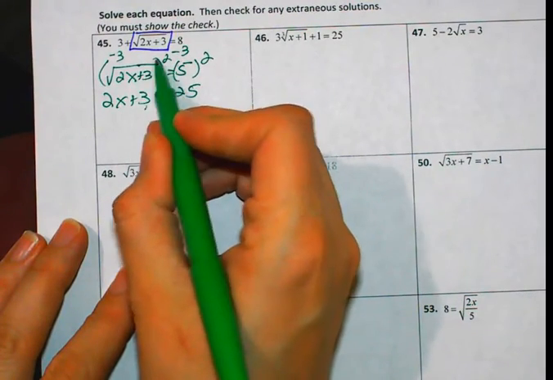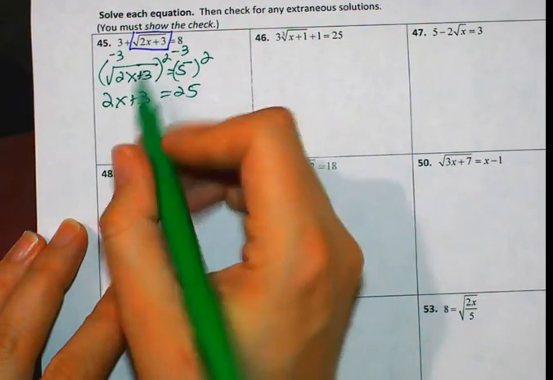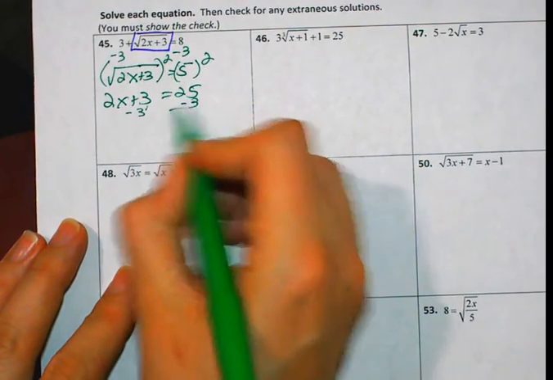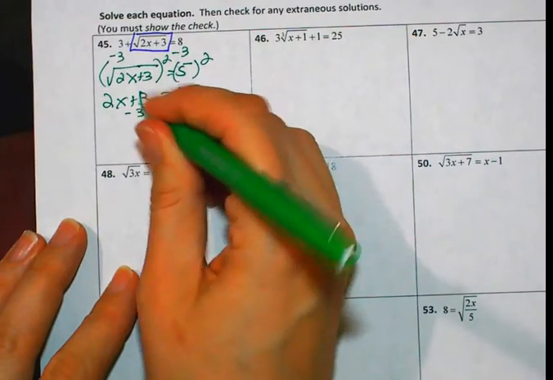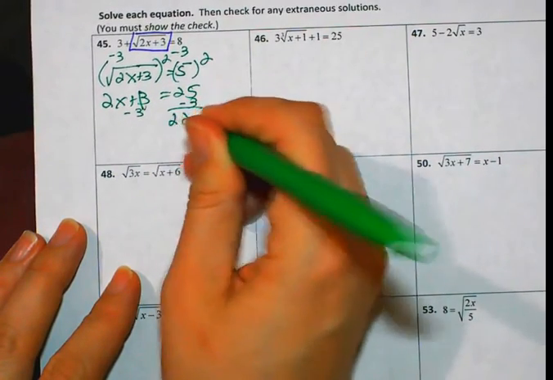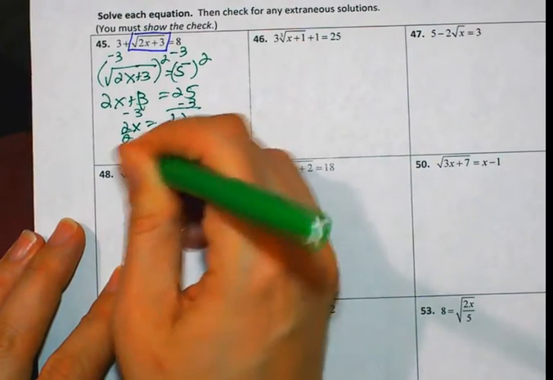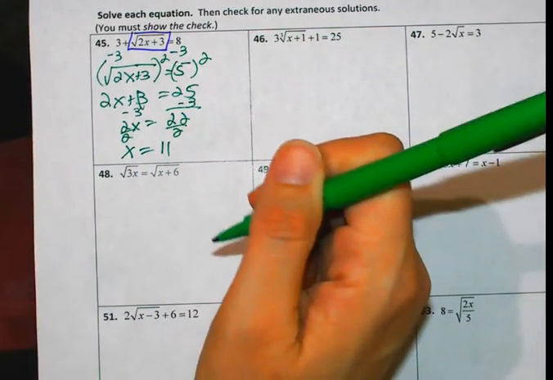Squaring the square root canceled it, and then the 5 squared is 25. Now we're going to solve for x. So minus 3, minus 3 goes away. That gives me 22. 2x equals 22, divided by 2. x equals 11. So now we're going to plug it back in.